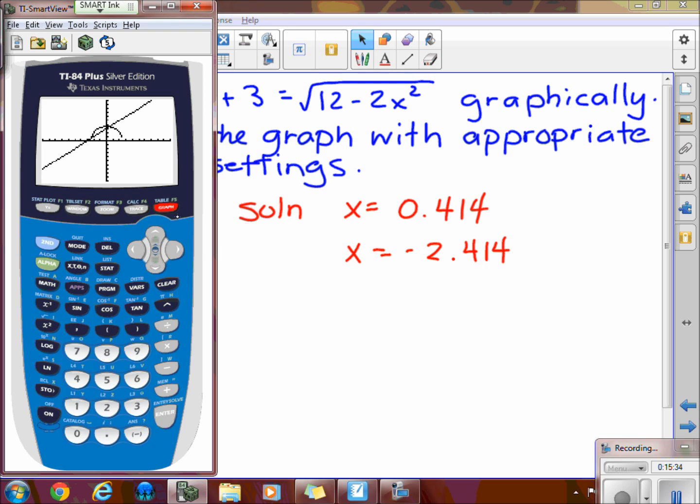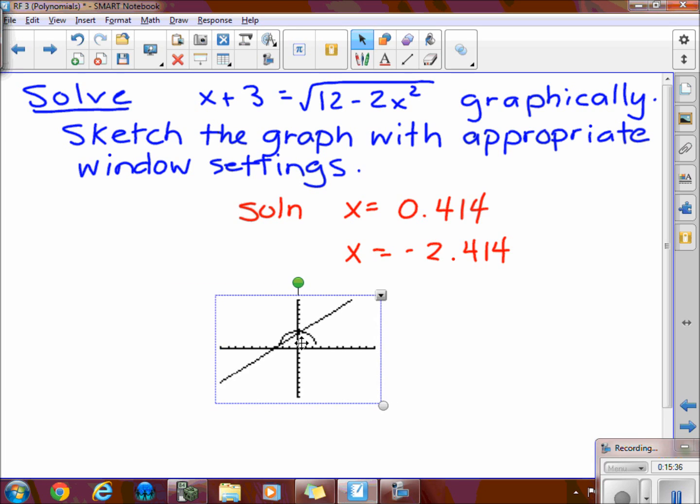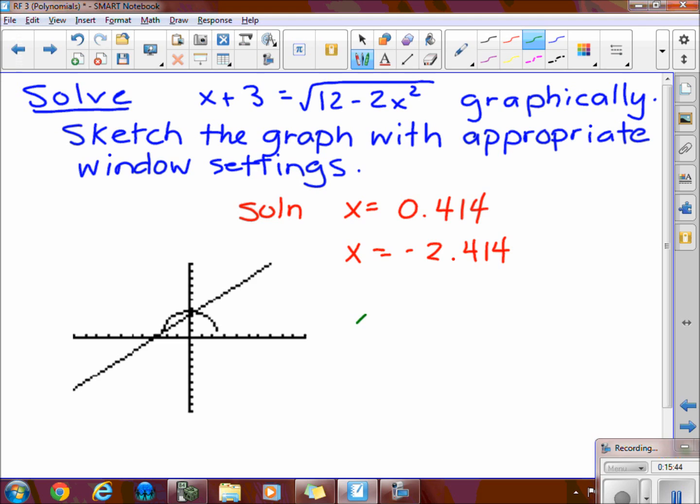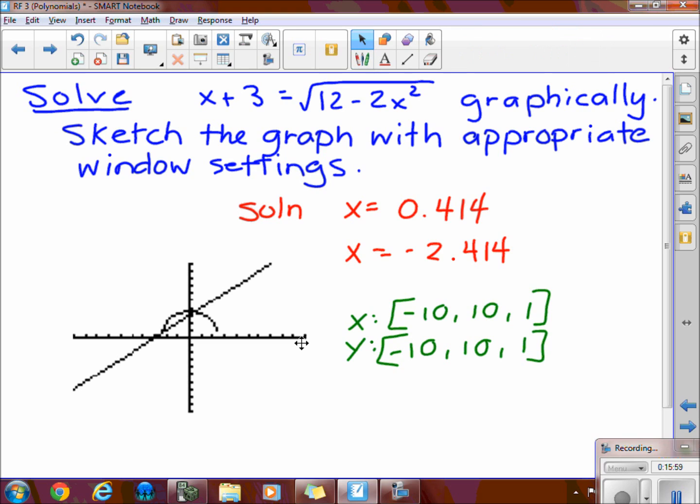So we just trace the graph, and now it's just a matter of writing down properly our window settings. And our window settings, and this is on our formula sheet, all we do is say our x, it was our standard window, so x min was negative 10, x max was 10, and the x scale is 1. And the same thing with the y min is negative 10, and then 10 and 1. So that's how we can solve algebraically and graphically radical equations.